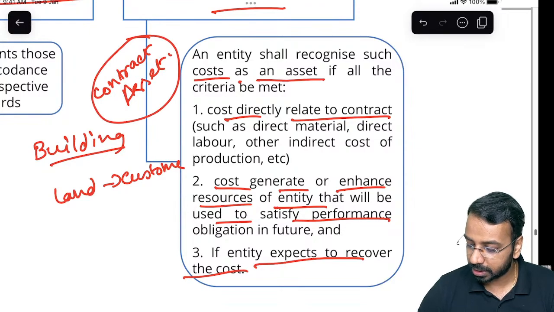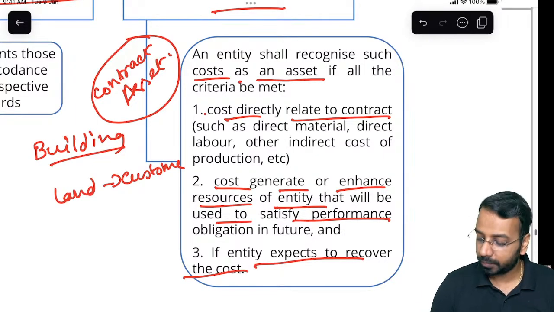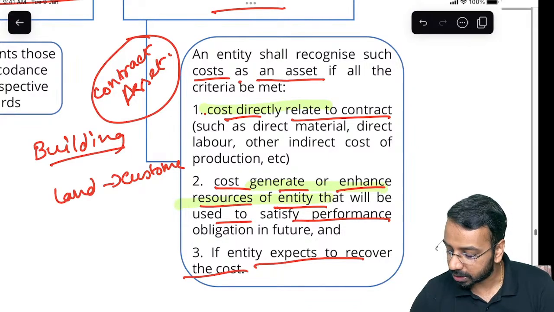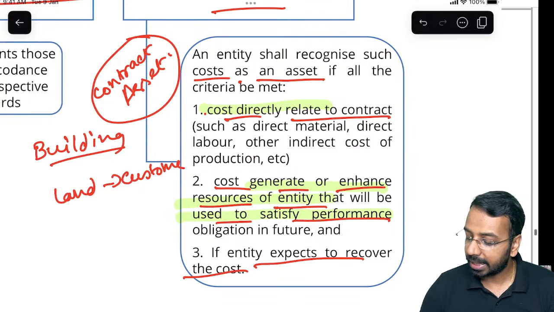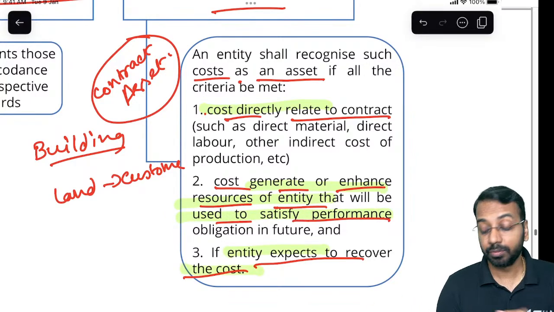So I will recognize as a contract asset whatever is the cost which is directly related to the contract. Number one, the cost has to relate to the contract. So all the cost of material, labor and all of that. Then the cost generates or enhances resources of an entity that will be used to satisfy the performance obligation. And lastly, the entity expects to recover the cost. So if you expect the recovery, you will recognize that as a contract asset.